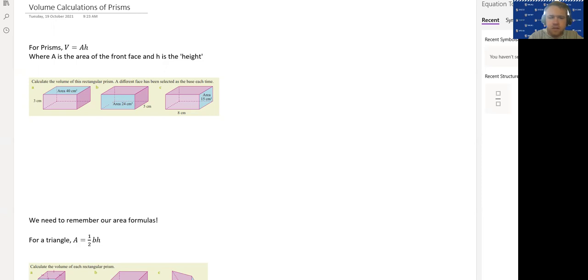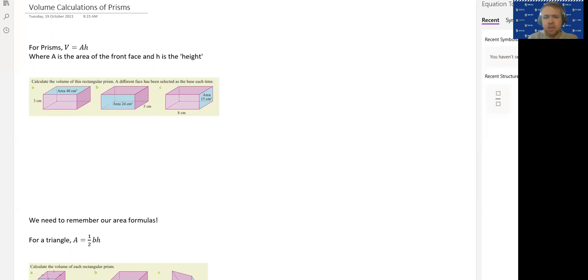Now, a couple of disclaimers here. Area of the front face isn't always on the front. This is just referring to the face that has that consistent cross-section throughout. So it could be on top, it could be on the side, it could be in the front. Remember, with a 3D object, you can always rotate it so that the face with your consistent cross-section is on the front.